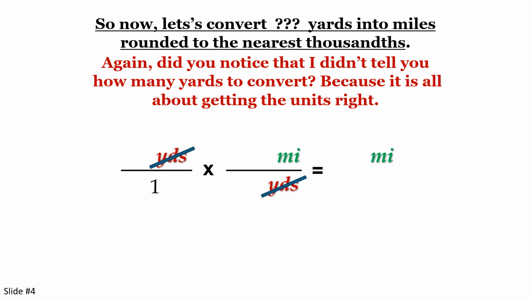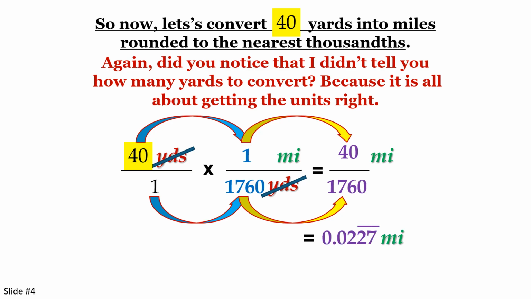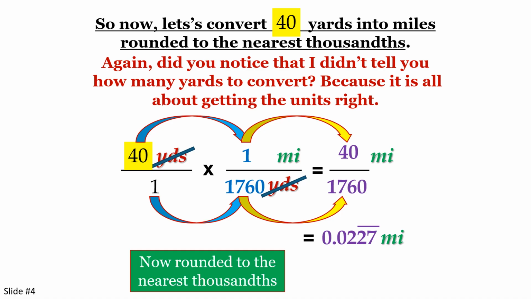So let's see. 1 mile is 1,760 yards. That's what I get for running track. 1 mile is 1,760 yards. And now I'm using 40 yards again. And then 40 times 1 over 1 times 1760. 0.0227272727. So it's round to the nearest thousandth, which is that second 2, but the 7 makes that turn into a 3. There we go.